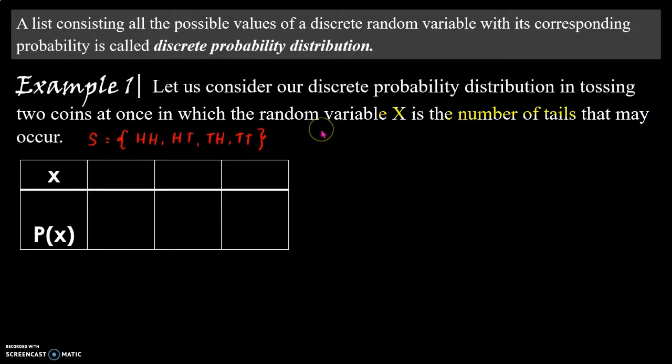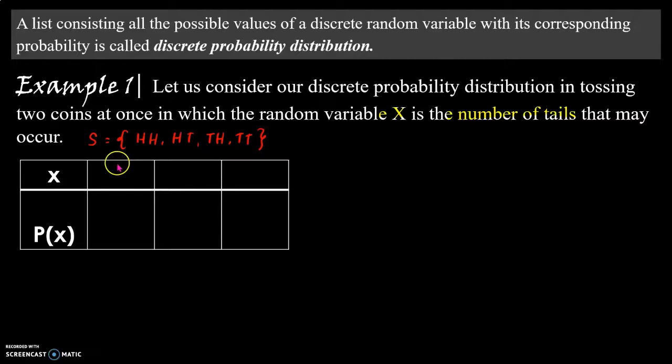Now, let us remember that the random variable x here is defined as the number of tails that may occur. Looking at our sample space, we can already identify that the values of our random variable x are 0, 1, and 2. 0 when our outcome is head and head, 1 when our outcomes are head and tail or tail and head, and 2 if our outcome is tails and tails.